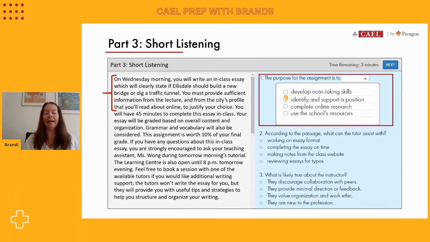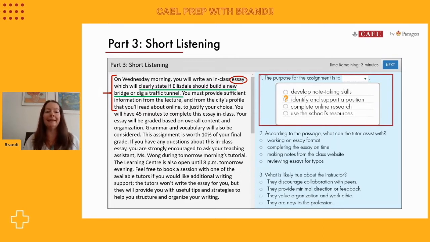This is the first time actually that the professor mentions that the students will be writing an essay. So at least we now know what the assignment is. We're trying to figure out the purpose. And sure enough, the professor confirms for us. He says that you will clearly state if Ellisdale should build a new bridge or dig a traffic tunnel.